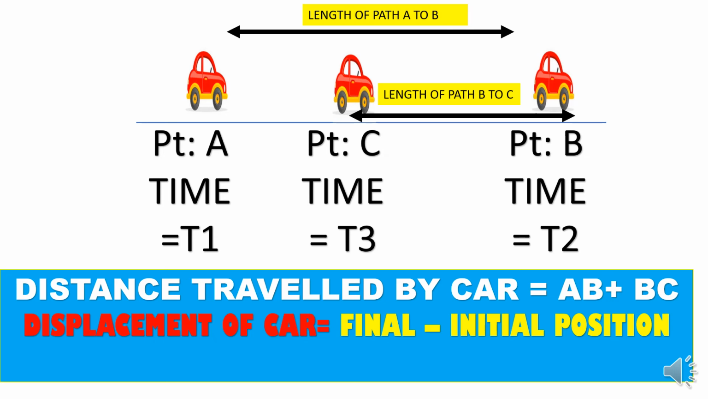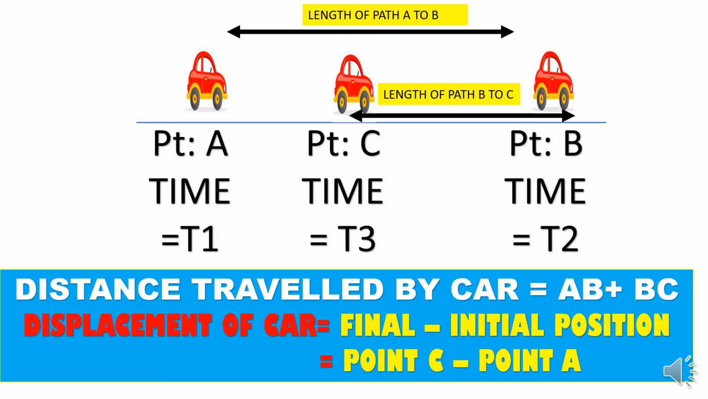So what is the formula for displacement of the car? Final point minus initial point. The final point क्या था हमारा? Point C, and initial point क्या है हमारा? Point A. Point C minus point A. This is called as the displacement of the car. I hope this is understood by all of you.